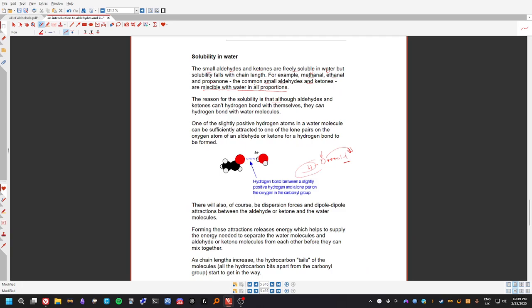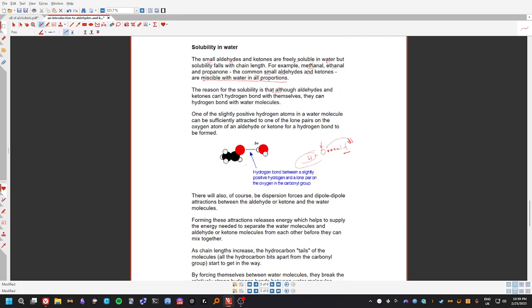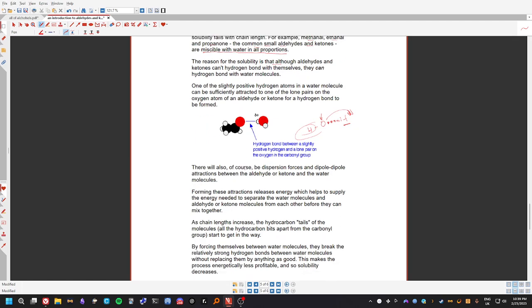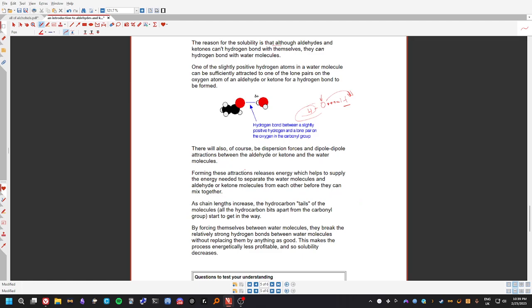One of the slightly positive hydrogen atoms in a water molecule can be sufficiently attracted to the lone pairs of the aldehyde or ketone, forming a hydrogen bond. There will also be dispersion forces and dipole-dipole interactions between the aldehyde or ketone and the water molecules, and you're going to form your little dispersion forces with the rest over here, and these attractions release energy, which helps the solubility.